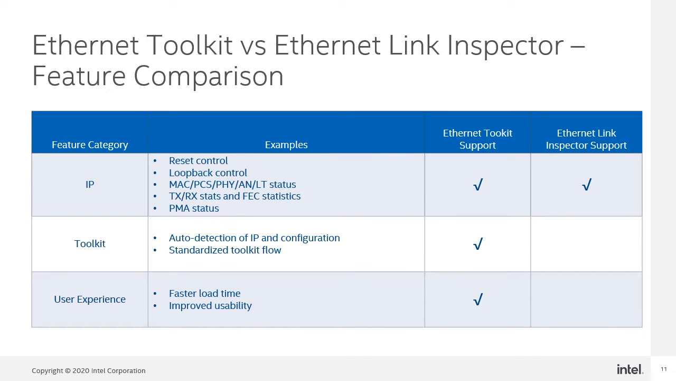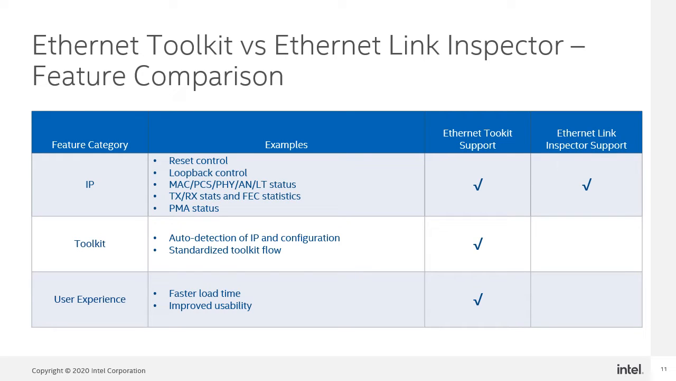Before we get any further, it is worth mentioning the Ethernet Link Inspector. The Ethernet Link Inspector served as sort of the predecessor to the Ethernet Toolkit. If you are familiar with the Ethernet Link Inspector, we just want to take a second to highlight the similarities and differences. When it comes to interacting with the Ethernet IP core, both the Ethernet Toolkit and the Ethernet Link Inspector use JTAG to access the core registers to provide status information along with some control. So in this way, they are the same.